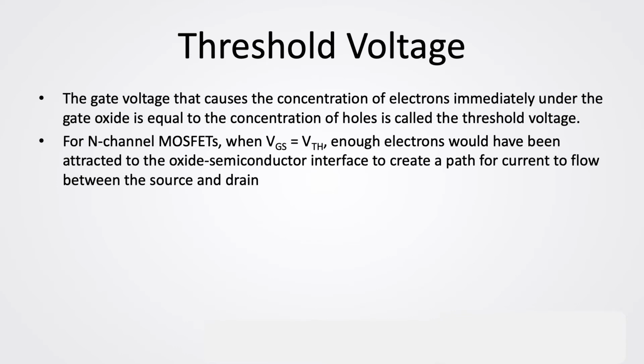When the gate voltage is equal to the threshold voltage, that means that the concentration of electrons under the gate oxide is equal to the concentration of holes of the substrate. So the initially p-type substrate region is inverted into an N-type via this threshold voltage. That means that for NMOS, when VGS is equal to the threshold voltage, enough electrons have been attracted to the oxide semiconductor interface to create a path for current to flow. So you can imagine it.